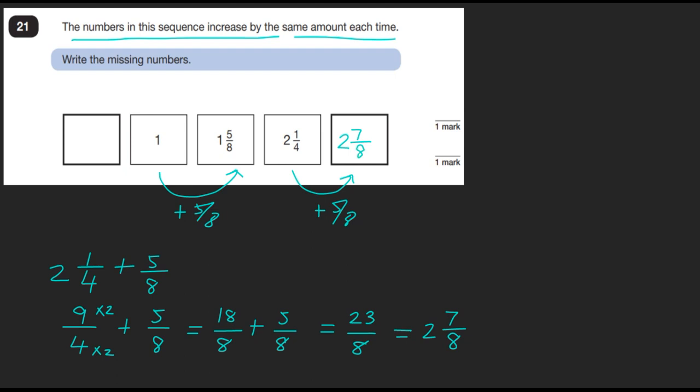Now we need to take away 5/8. 1 take away 5/8, you know how to do that one. 1 whole is 8 over 8 because 1 whole you can write as 8 over 8. Take away 5/8, which is 3/8. So this is the 3/8 as the first box. And that is the end of the paper.